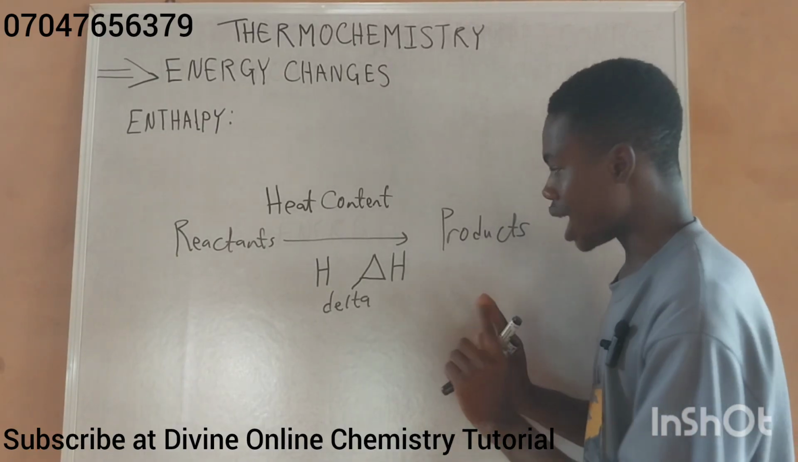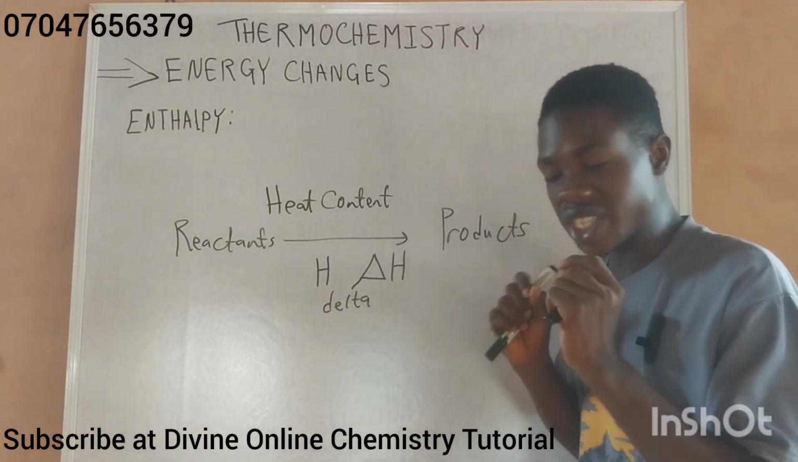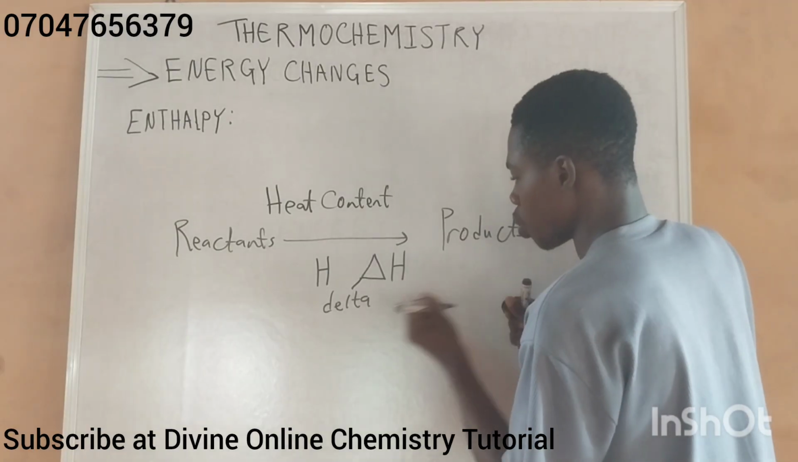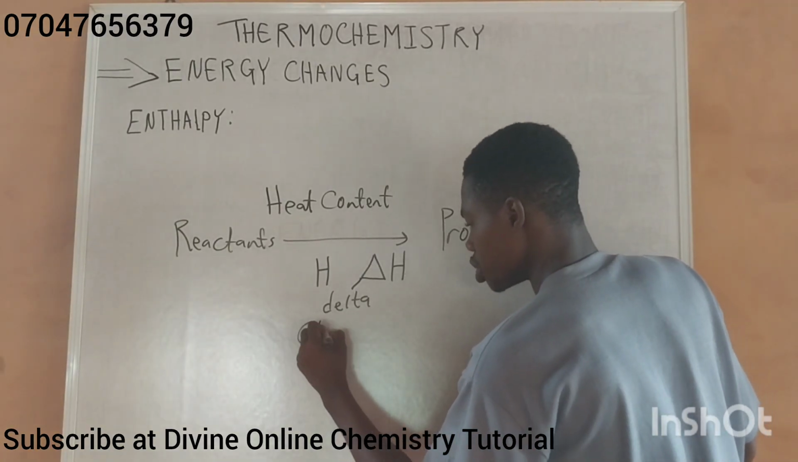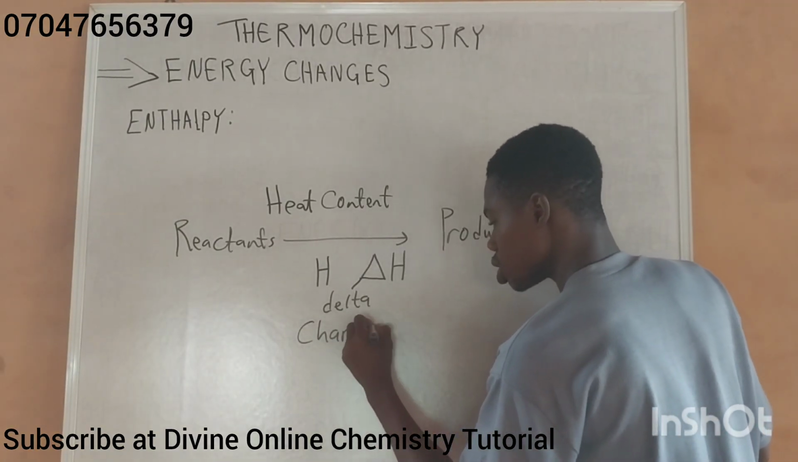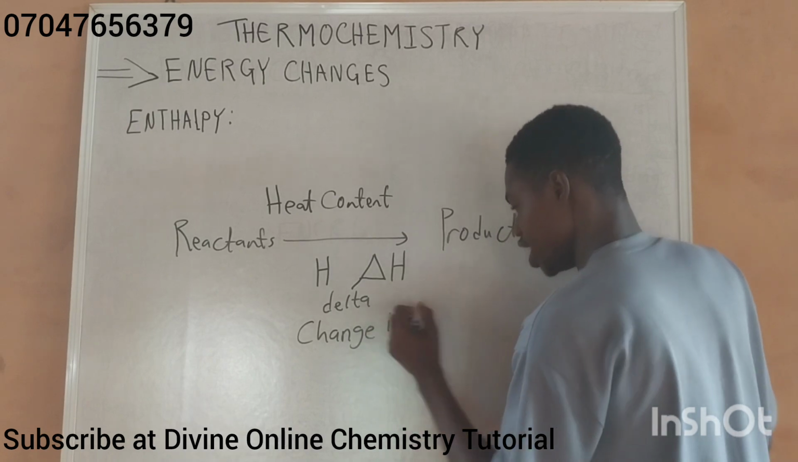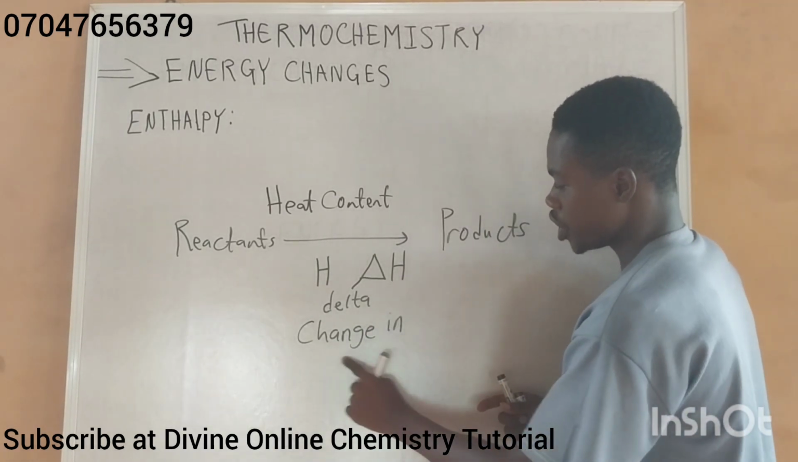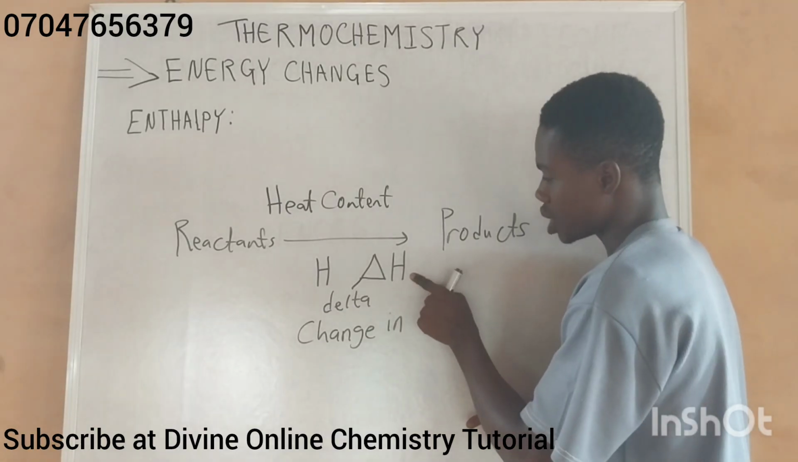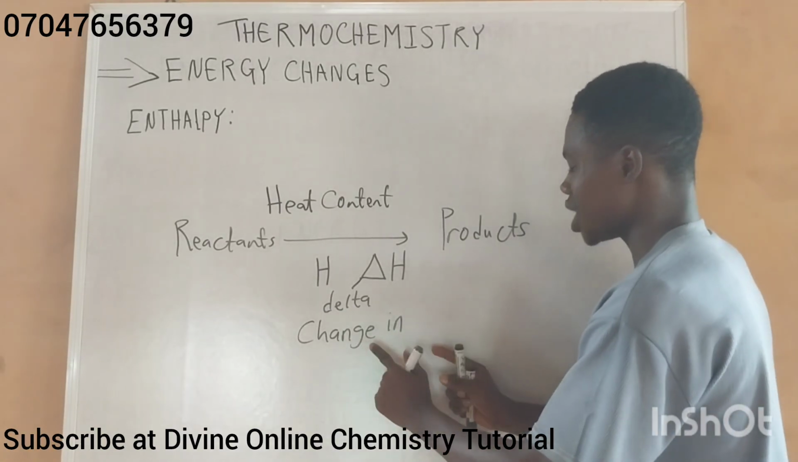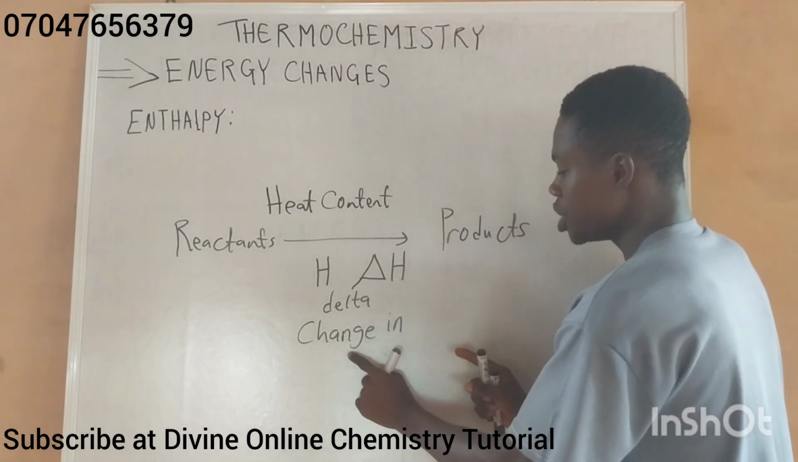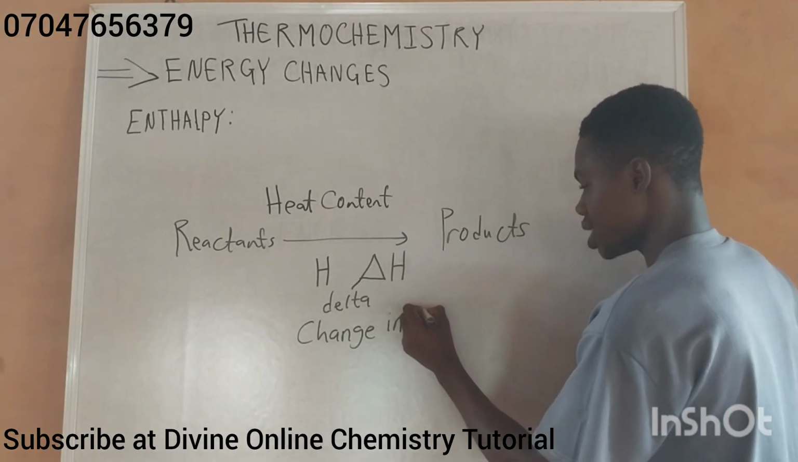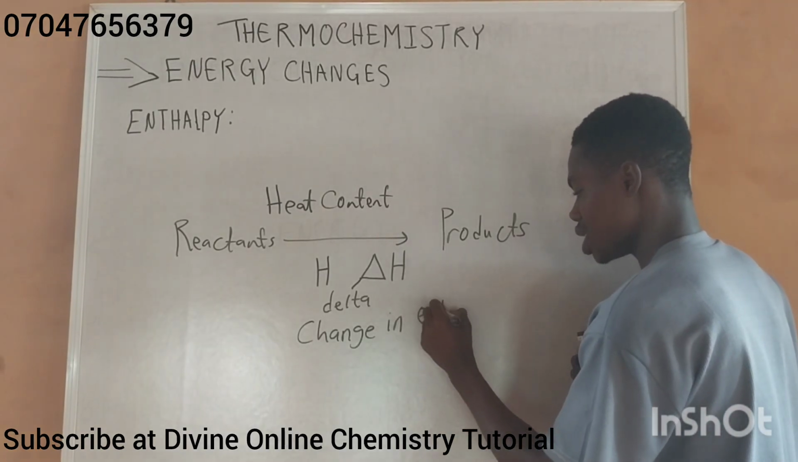Now please take note that delta means change in. This delta means change in. So please take note of this, that this delta means change in, whereby the H is enthalpy. So if you combine the two of them together, we have change in enthalpy.